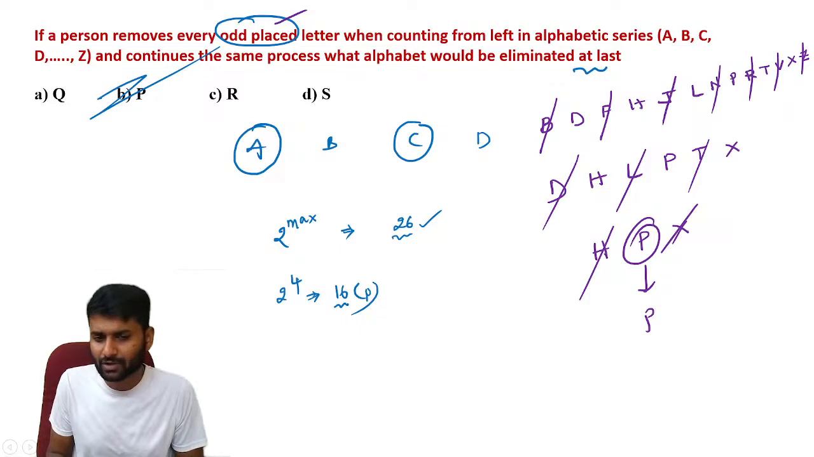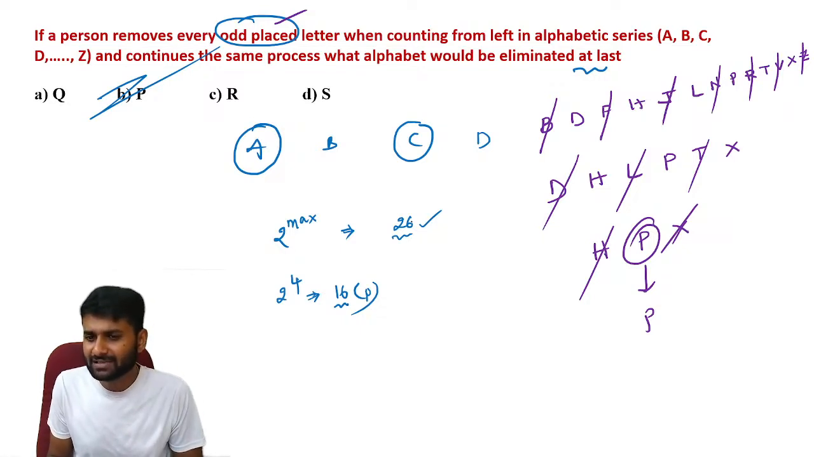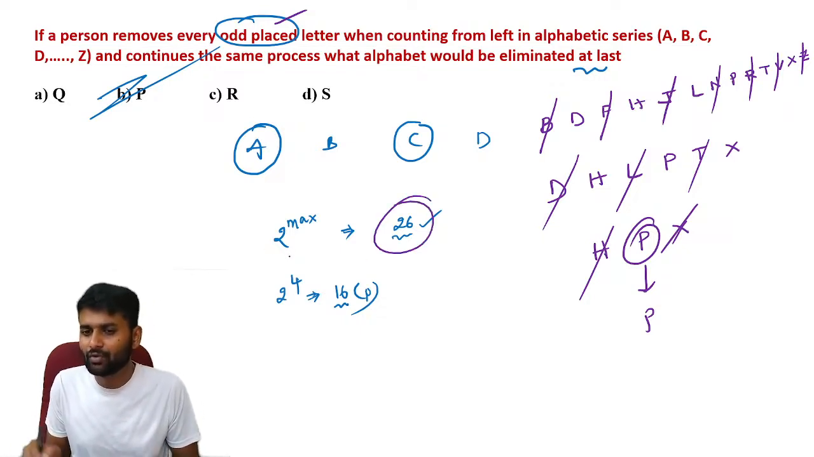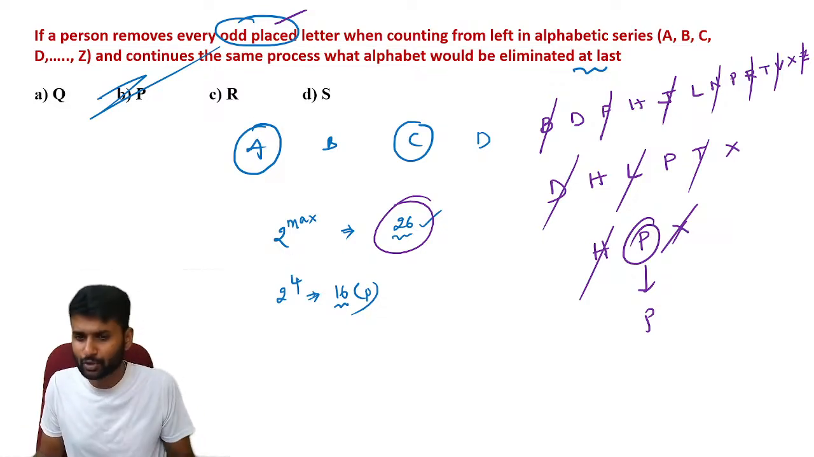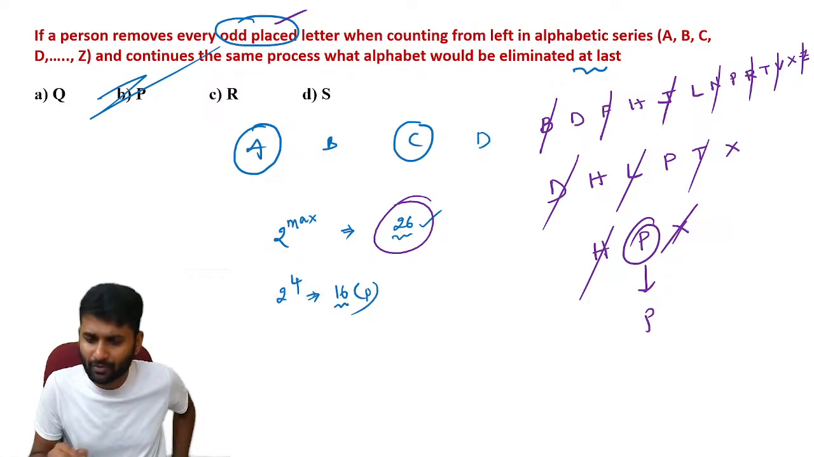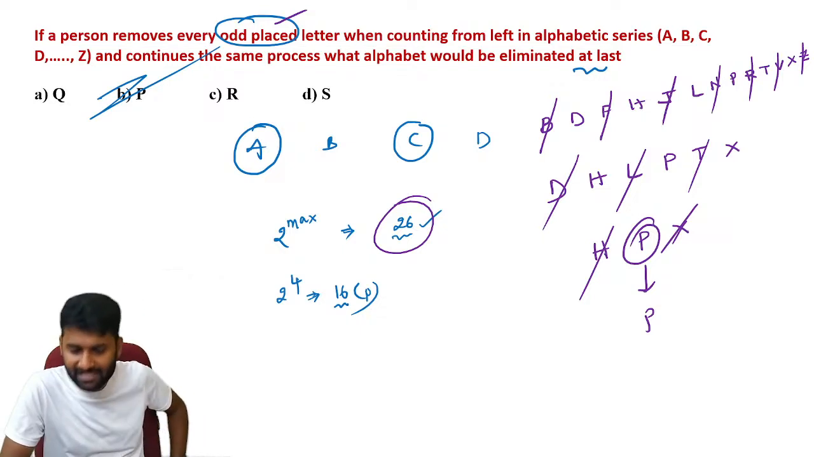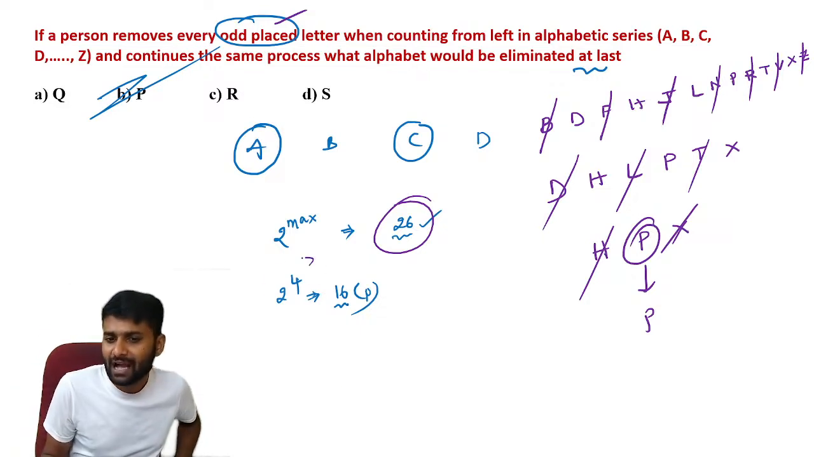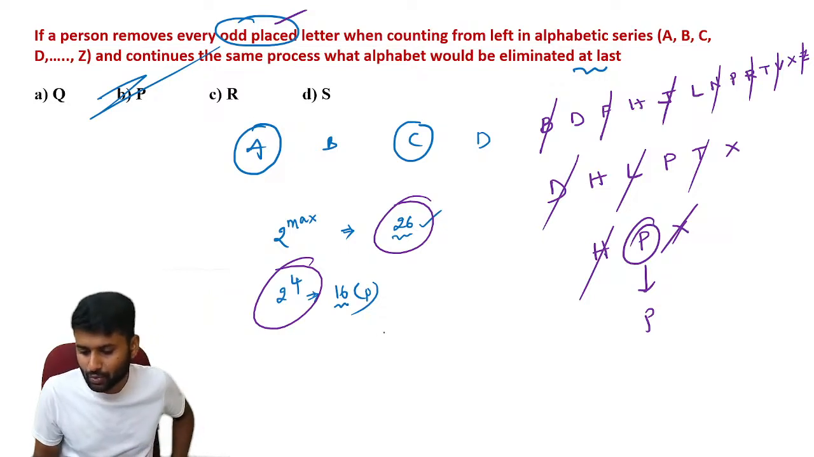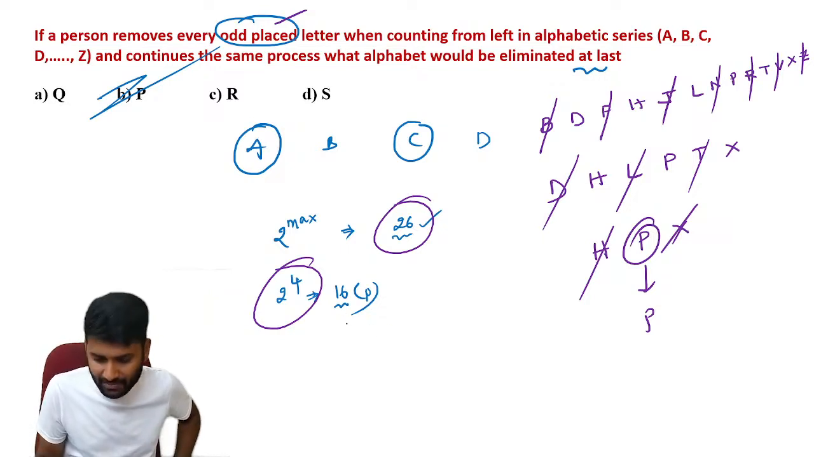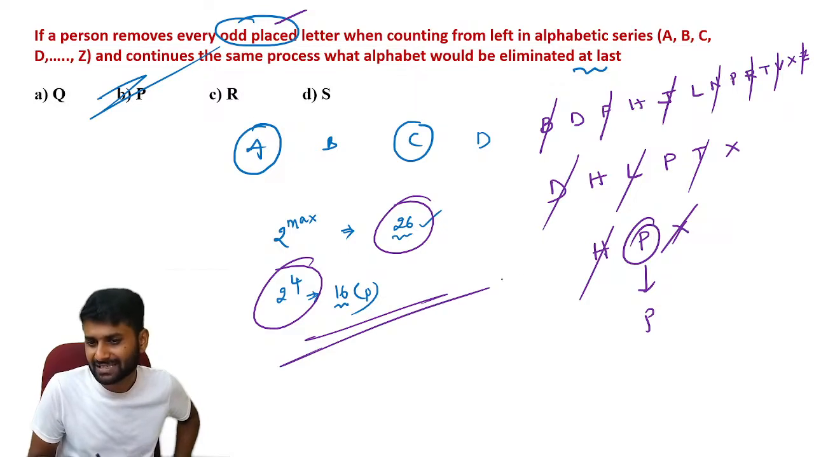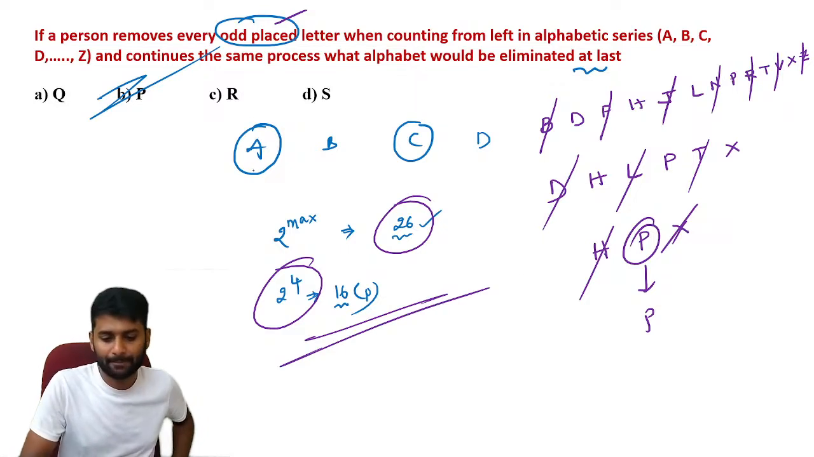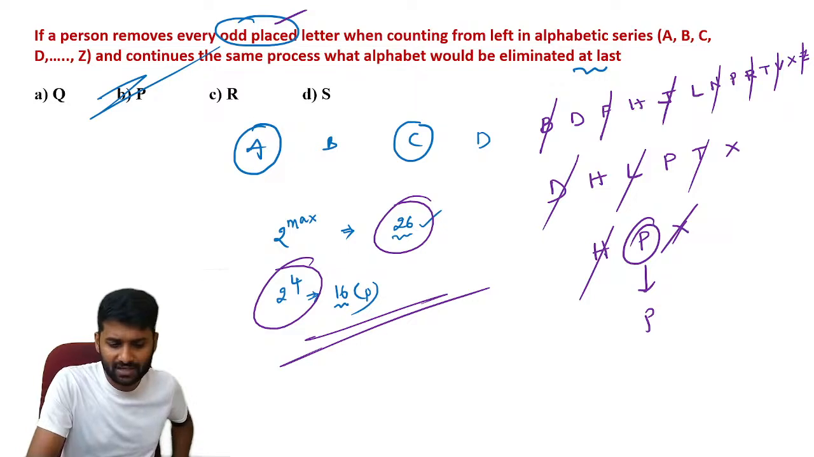If you are interested, you can go through the normal approach. Otherwise, out of 26 letters, we are removing every odd place letter, right? So, identify the maximum power of 2. That is 2 power 4, because we have only 26 letters. 2 power 5 is 32, which is more than 26. Here, the maximum power of 2 is always the last eliminated position. Last eliminated position is 16. The 16th letter is P. You can solve this in this way.